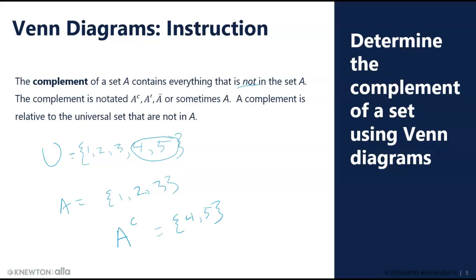Because those are the things that we're considering in this problem. 1, 2, 3, 4, 5 is the universal set, so that's what we're considering. And A contains 1, 2, 3. I want to know what did I leave out of A, out of that universal set. So 4 and 5 are the things that are left.